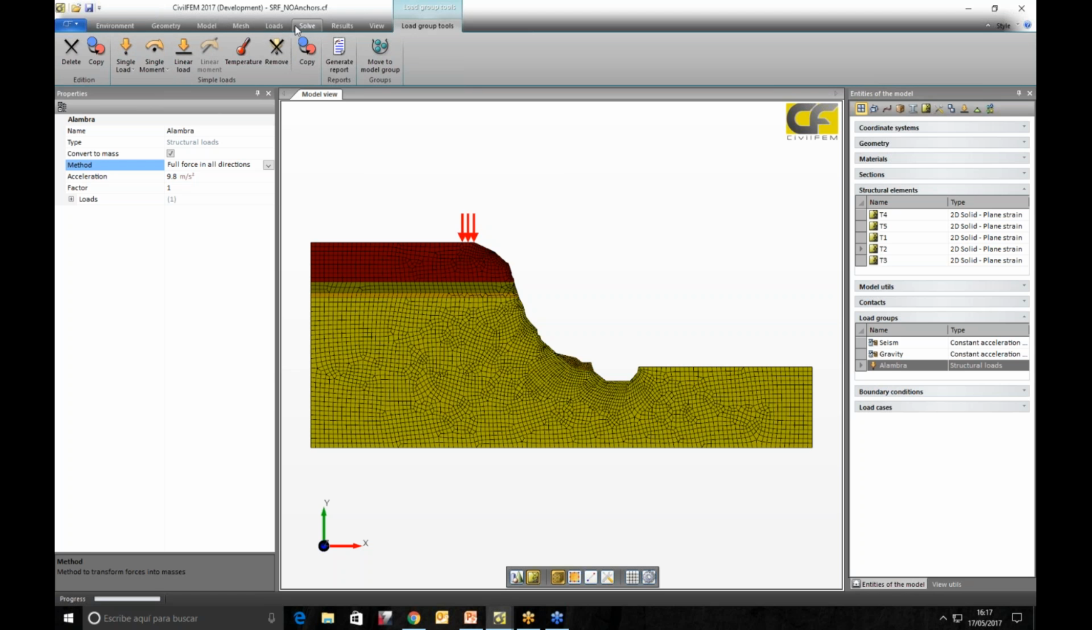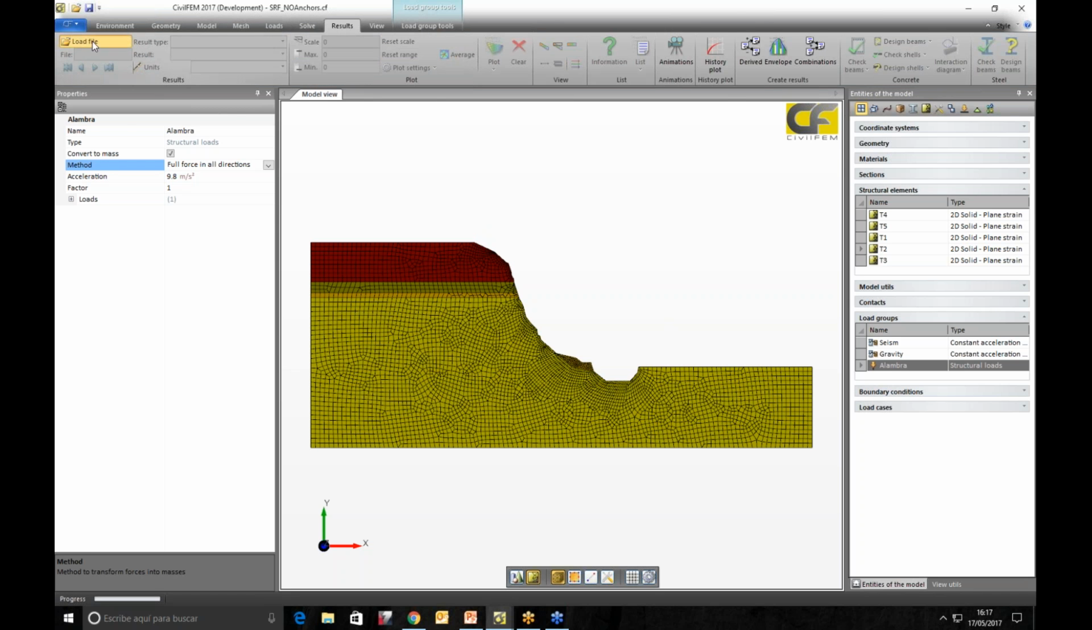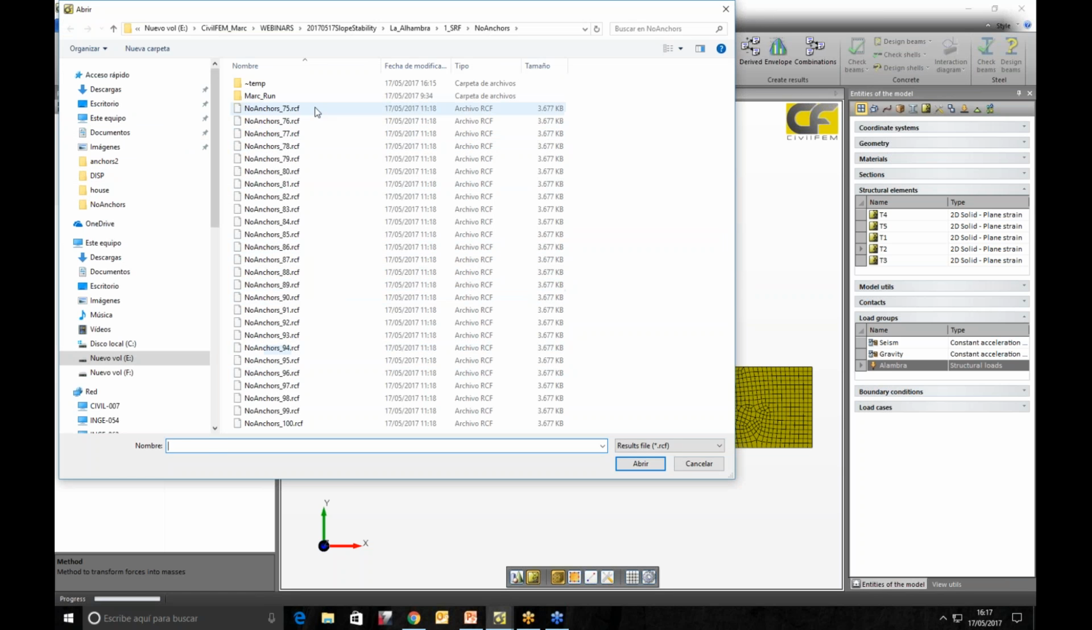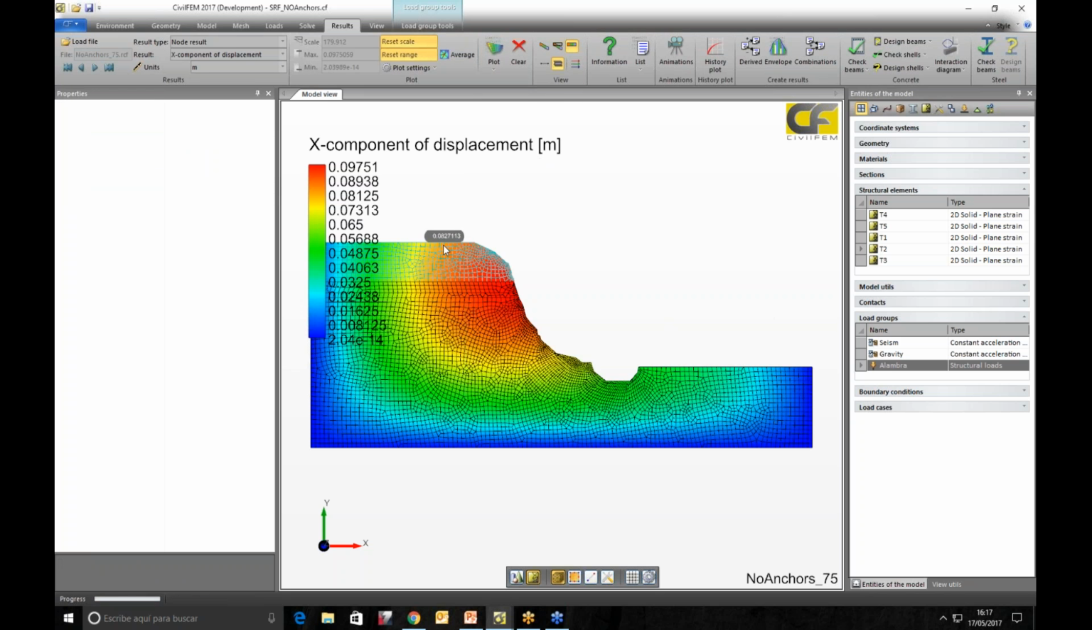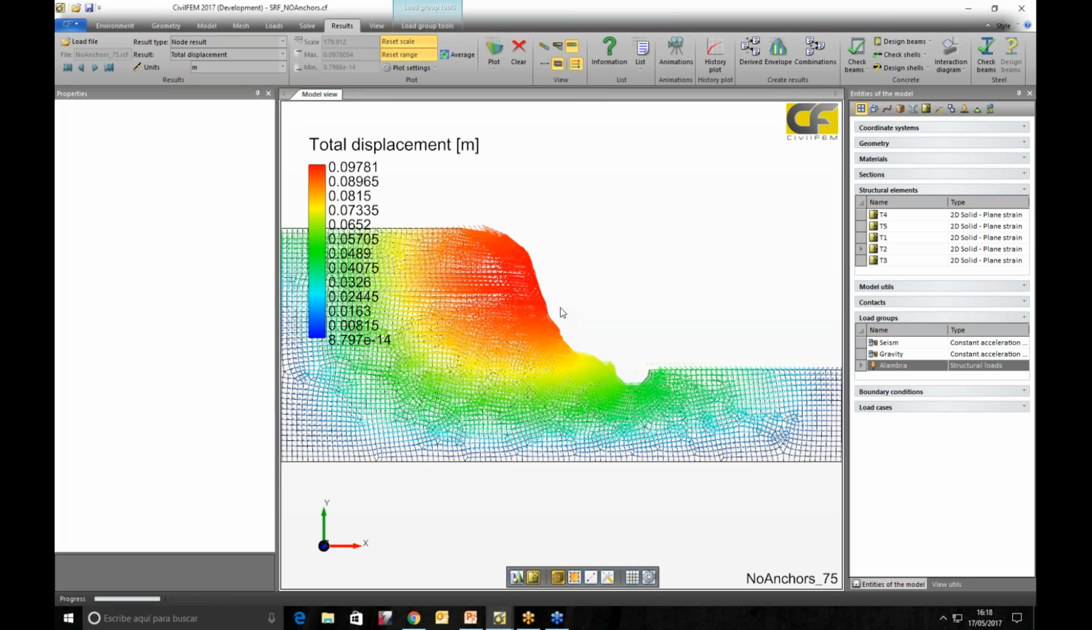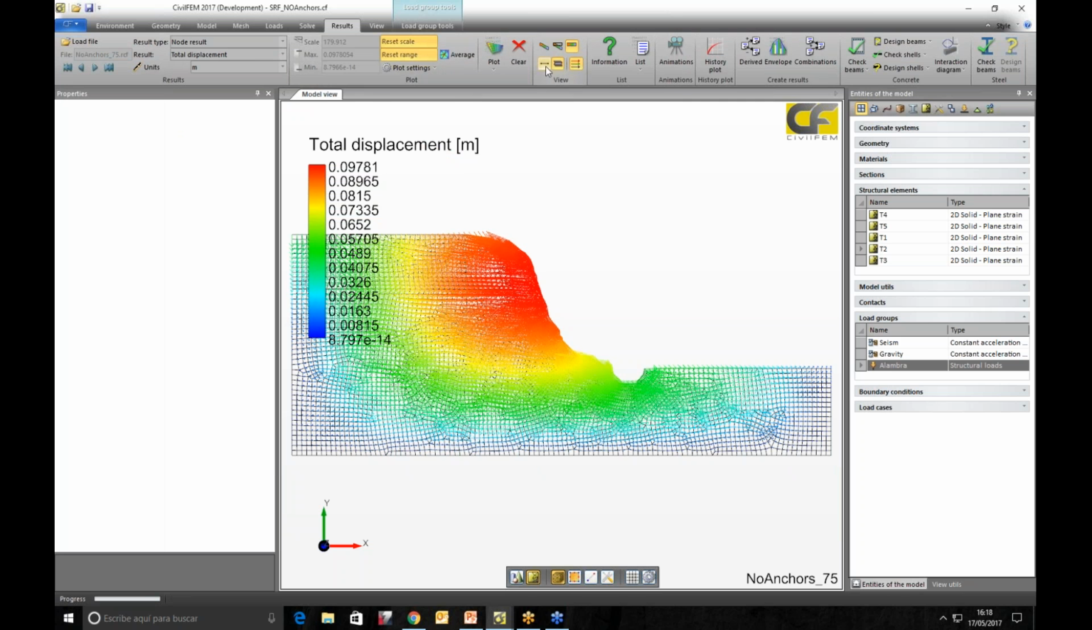If we open those result files, we can see in the first one, which corresponds to a safety factor of 0.75, an example of the horizontal displacement in the model. We can see there is about 10 centimeters of horizontal displacement due to this seismic acceleration. Also, one tool of CivilFEM is seeing the total displacement plotted with arrows, which is easier to see. We can see the same zone, with mainly horizontal displacements.